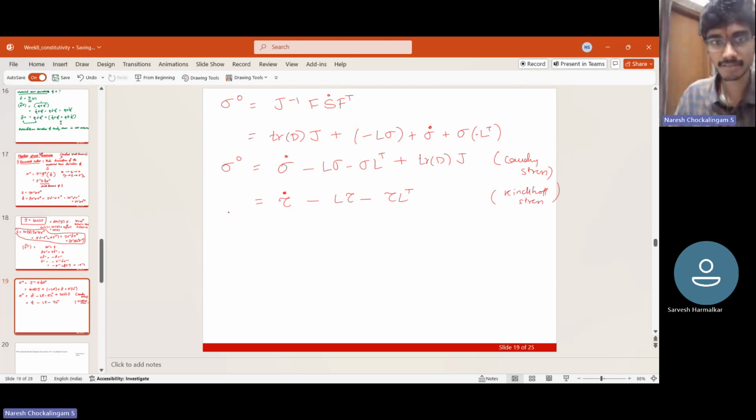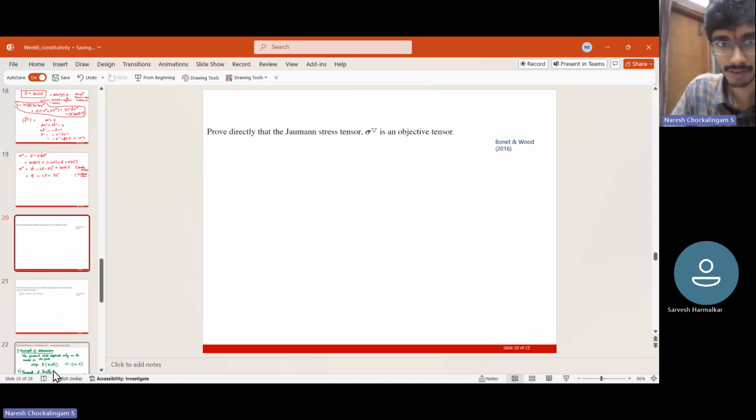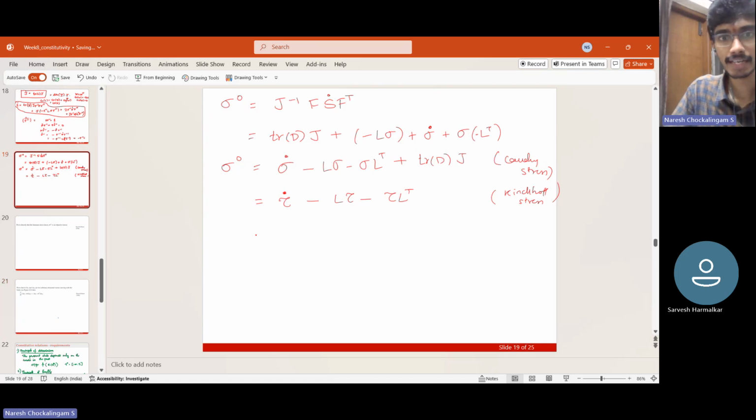So this one is objective. So we can check that this rate is objective. Yeah, you can easily show that this stress rate is objective. Why is it objective? Because this is a scaled Lie derivative of the sigma. So we can show that this is objective. How do we do that?